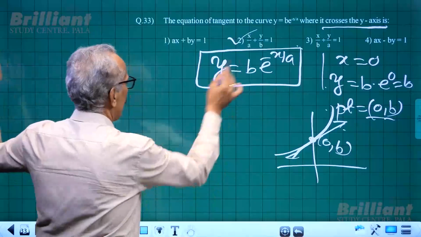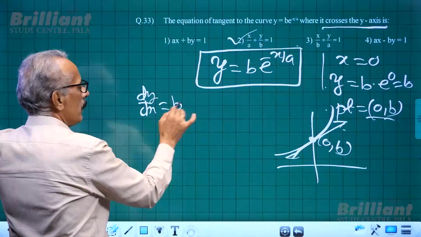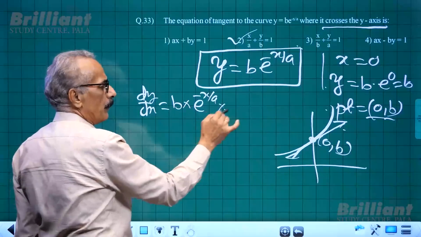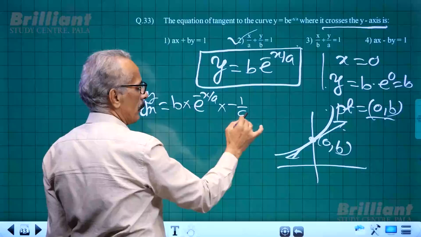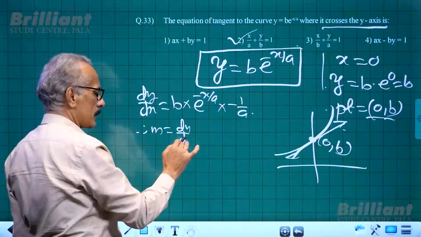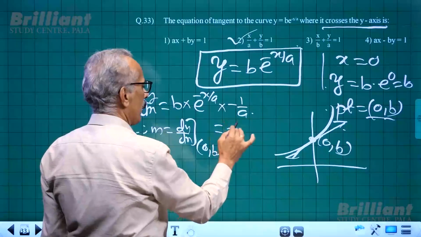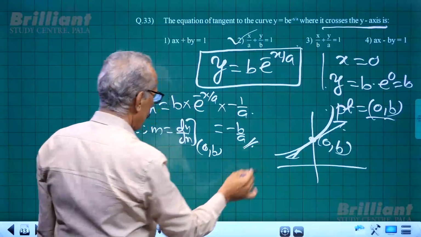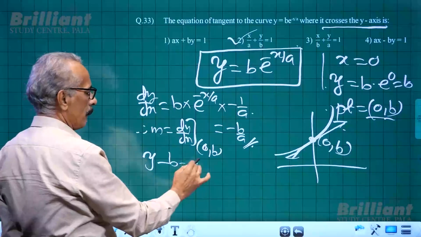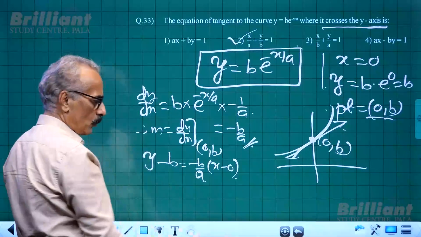What next? We will find out dy by dx. dy by dx is equal to b into derivative of e itself, e raised to minus x by a, into derivative of minus x by a, minus 1 by a. Therefore, slope of the tangent will be equal to dy by dx at the point 0, b, that is equal to minus b by a. Now, equation of the tangent, y minus y1, means y minus b is equal to m, minus b by a, into x minus 0. Okay, x only.